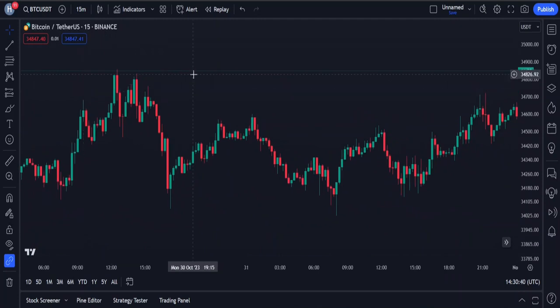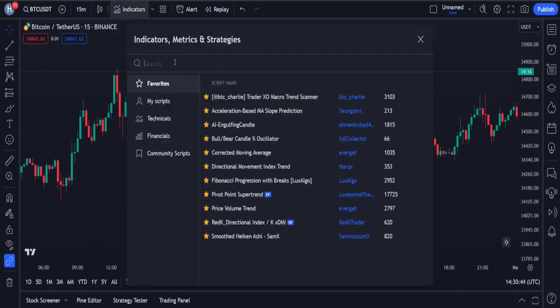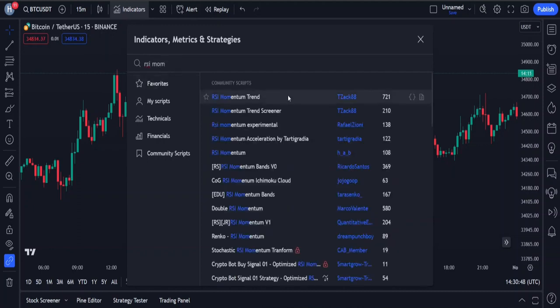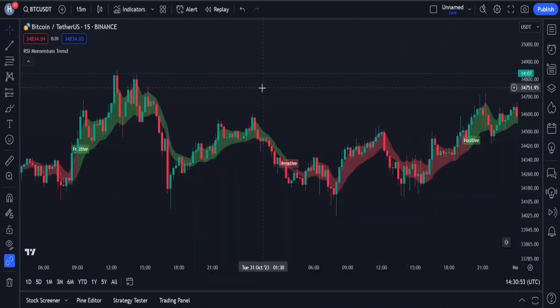So first of all, to add our main indicator of the strategy to the chart, let's click on the Indicators tab and search for RSI Momentum Trend. We will add this indicator created by this creator to the chart. As you can see, not a lot of people know about this indicator.